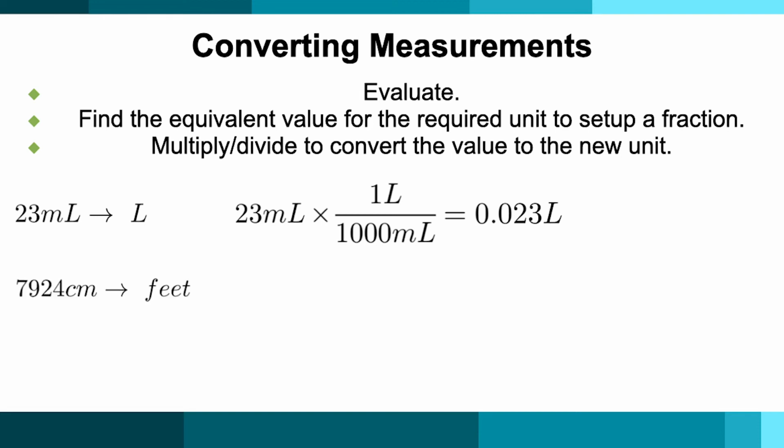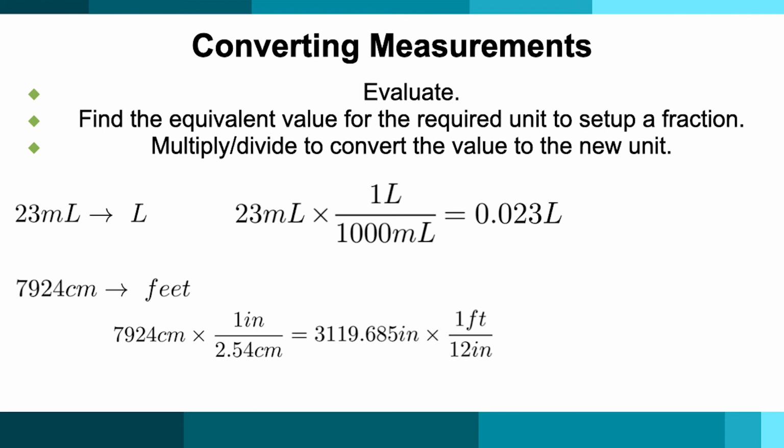So in this next example, we're going to convert across systems. So we're going to have to look up a different equivalency. But in this case, we're going to take 7,924 centimeters and want to convert that to feet. So I need to know how many inches there are in a centimeter. So when I set up that equivalency, I'm multiplying or dividing by the correct value. In this case, we know that 1 inch is 2.54 centimeters. So when I put that multiplication in, I'm ultimately dividing to give me 3,119.685 inches.